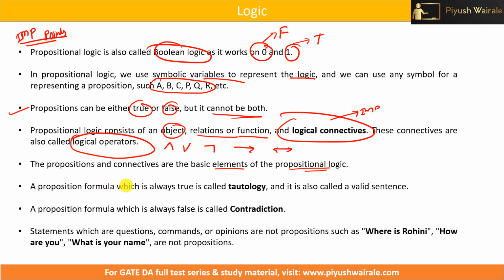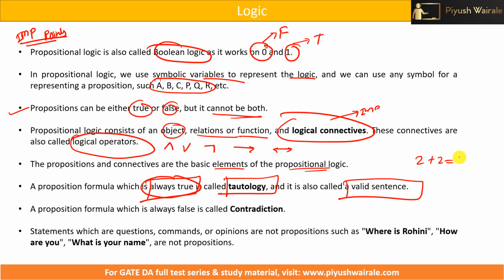Yes, a propositional formula which is always true, remember this, is called a tautology, and it is also called a valid sentence, right? So when I say 2 plus 2 equals 4, this is a valid sentence, right? Because it is always true. We know that this is a tautology, right? A propositional formula which is always false is called a contradiction, right? For example, 2 plus 3 equals 4. This is also a proposition, but it is a false proposition, and it is always false. That's why we call it a contradiction, right?